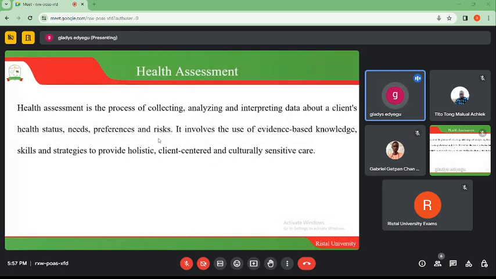Then culturally sensitive care. This one we have to look at the cultures of different patients that we interact with. Patients come, but they have their different cultures. They have their own different kinds of beliefs. So when you're handling them, you have to put that into consideration so that you don't actually offend them during the time of your assessment.